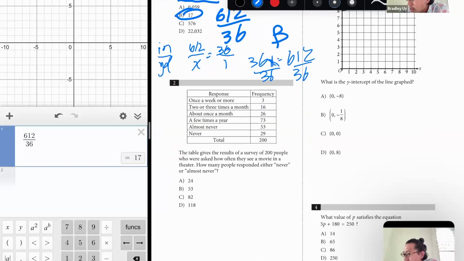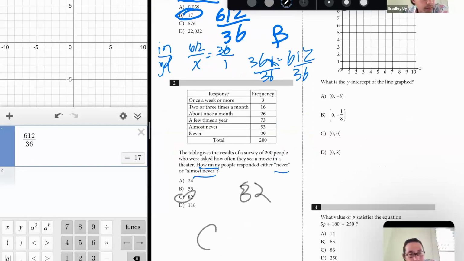The table gives the results of a survey of 200 people who were asked how often they see a movie. How many responded never or almost never? All this is a simple count. These are these two categories here, and so how many people? You would just add those two up. We have 53 plus 29, which is 82. The answer is C. Okay, next question.